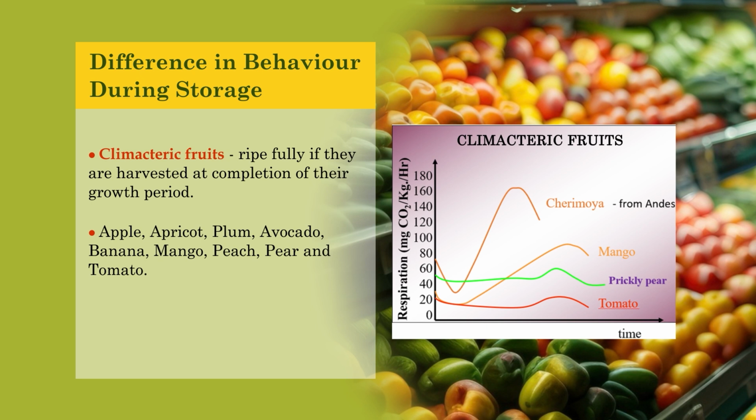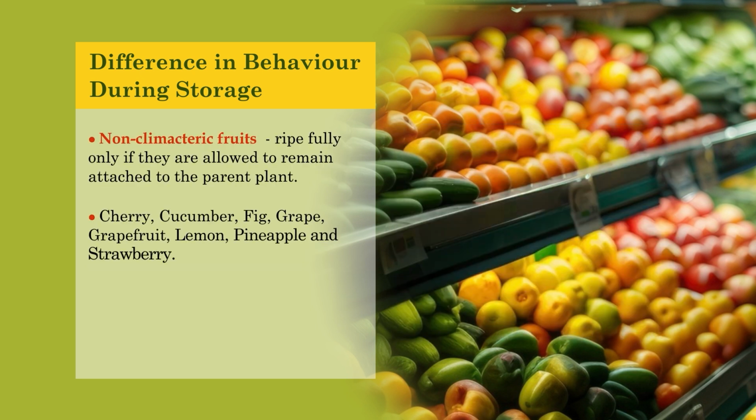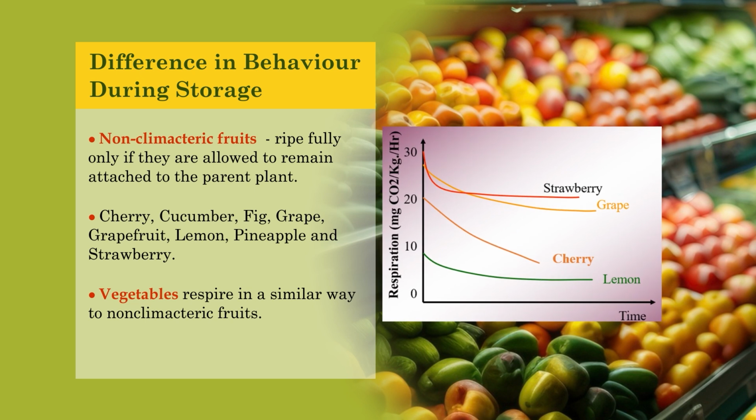Say, for example, for climacteric behavior, the respiration is on the vertical axis along with the time. There is a definite behavior. If you compare with non-climacteric, you see the respiration rate has a downfall. However, in climacteric fruits, in storage, keeping conditions constant, there is a sudden rise. So there is a climacteric peak at which they come.